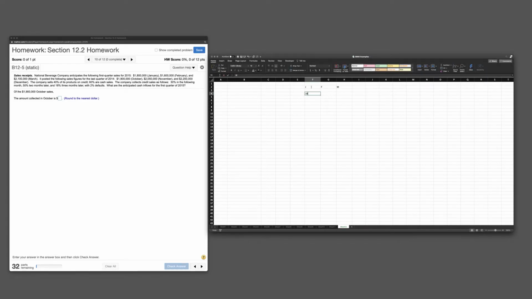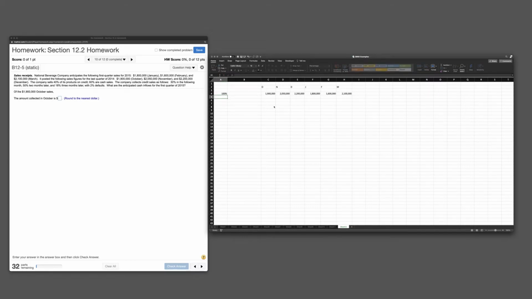So in January, we have sales of 1.8 million. February, 1.6 million. March, 2.1 million. And we've also been given information on the previous quarter, right? So we have October, November, and December. Wonderful. So we had sales of 1.9 million in October, November just over 2 million, and finally December, 2.2 million. All right, so these are our sales.